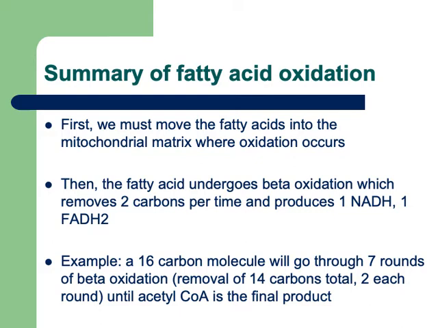Then the fatty acid undergoes beta oxidation, which removes 2 carbons per round of fatty acid oxidation or beta oxidation. It's the same words, mean the same thing. And each round of fatty acid oxidation produces 1 NADH and 1 FADH2, which then go on to the electron transport chain and yield energy. So for example, if we have a 16-carbon fatty acid, this will go through 7 rounds of beta oxidation. So we have a removal of 14 carbons total, 2 carbons each round to yield acetyl-CoA. And then the final product is a 2-carbon acetyl-CoA.